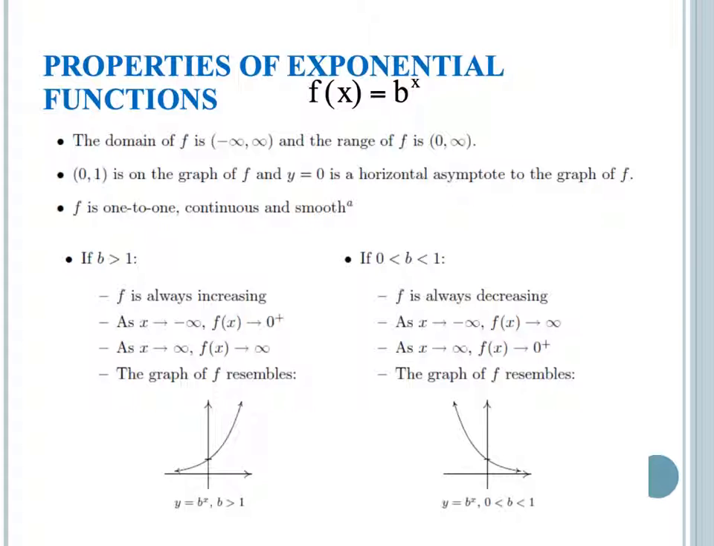The point 0, 1 is always included. It always crosses right here at 0, 1. And we always have a horizontal asymptote at y equals 0. It's a very nice, continuous, smooth function. There is an inverse. It's 1 to 1. If our value of the constant, our base, is greater than 1, we have an exponential growth. That's what we would have over here.